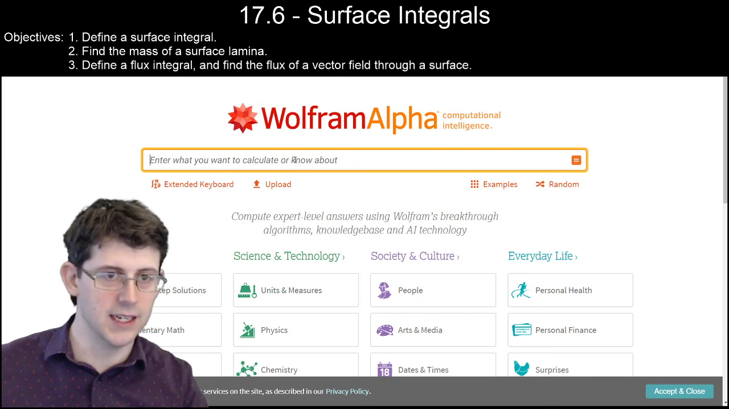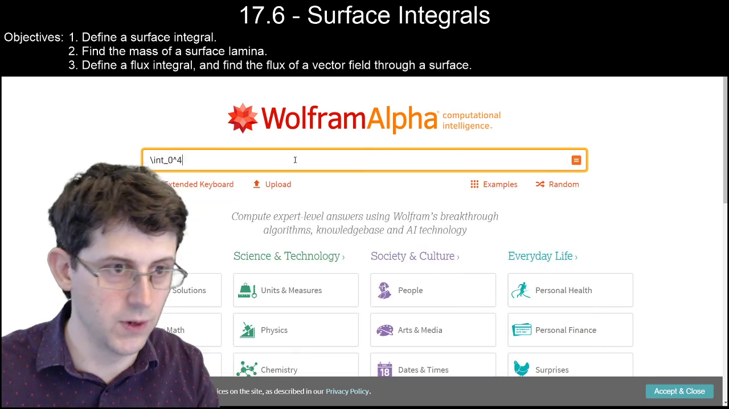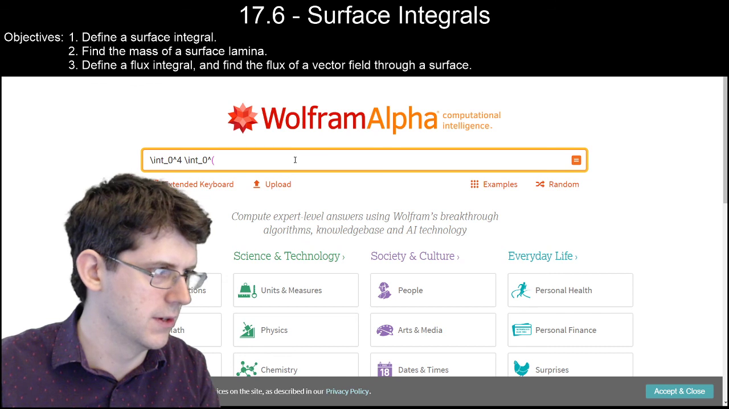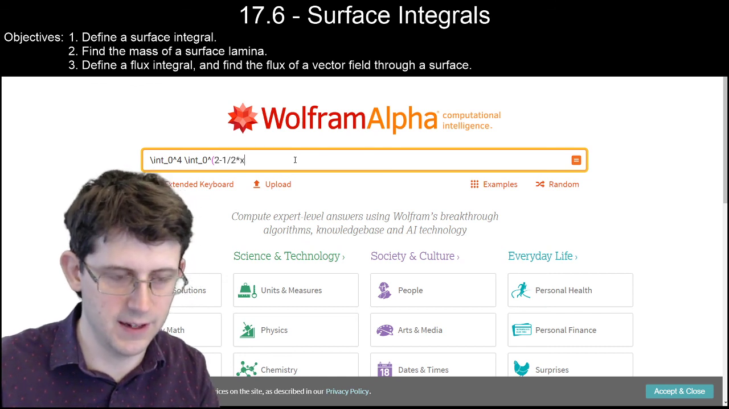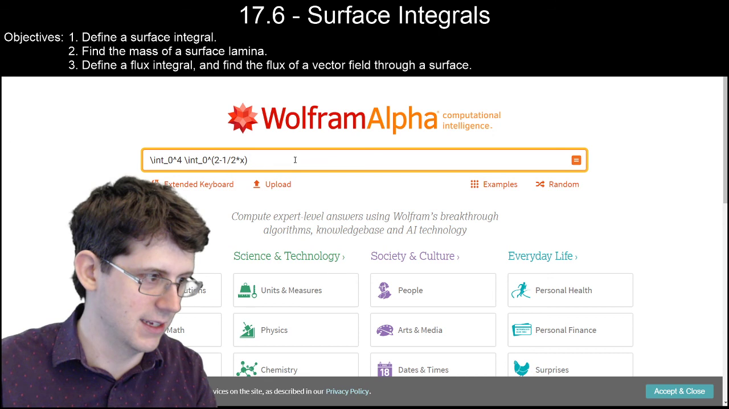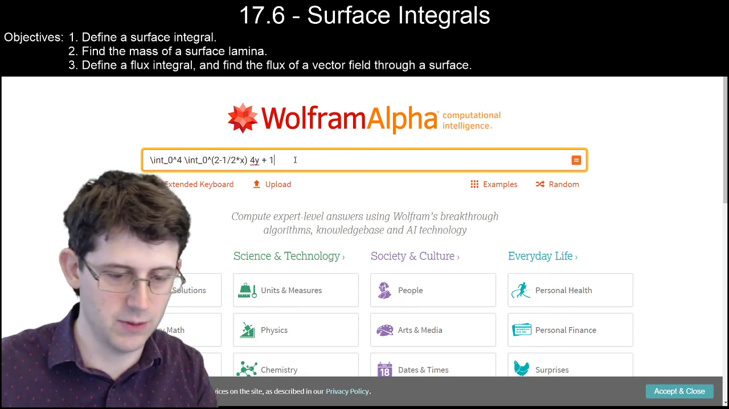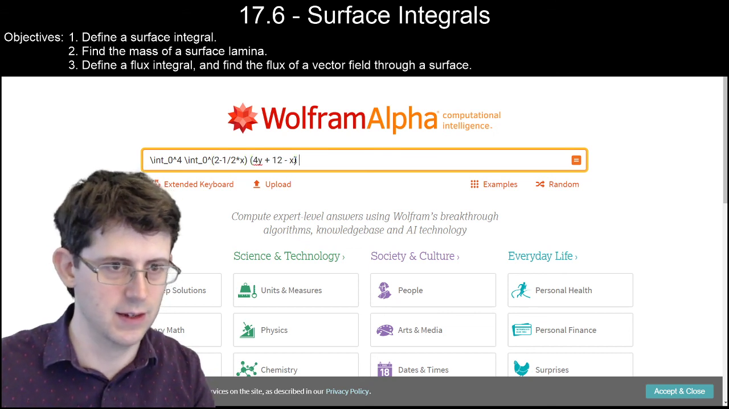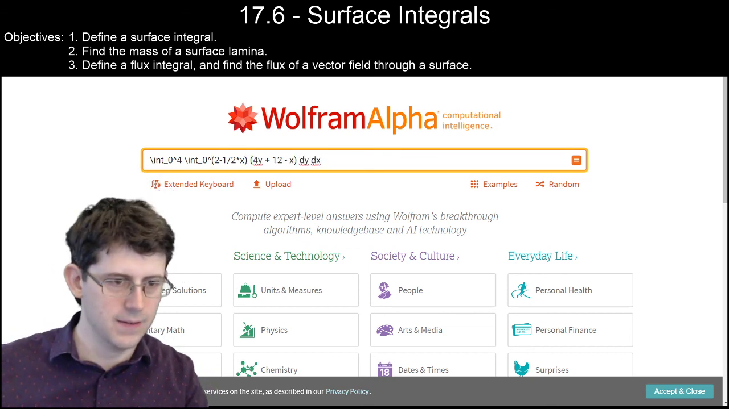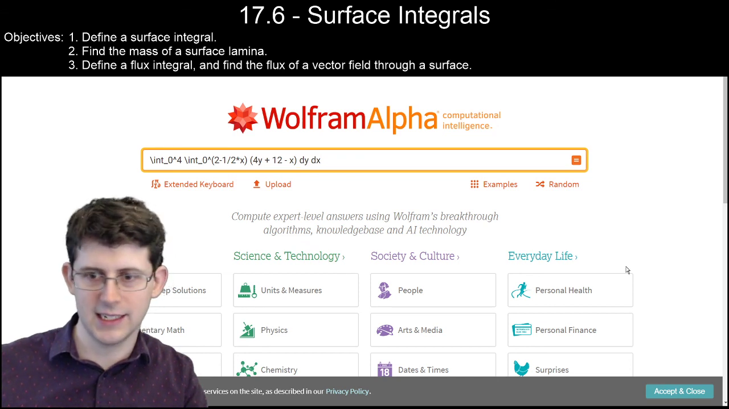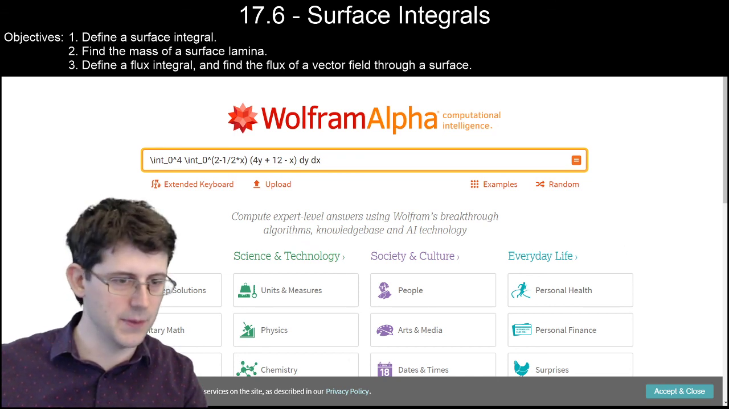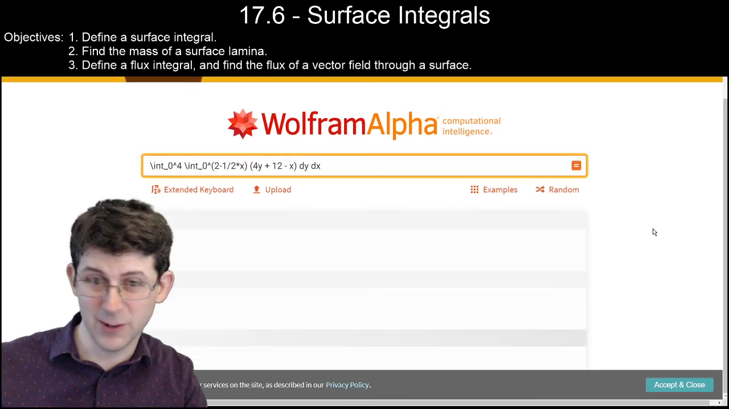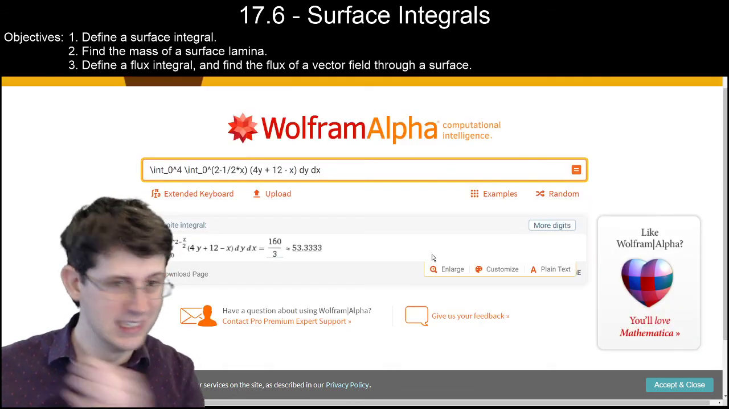So I'm trying to integrate from 0 to 4 in the x, and from 0 to 2 minus half x in the y's. And I was just integrating 4y plus 12 minus x, I think. And this was dy dx. 4y plus 12 minus x, is that what I integrated? 4y plus 12 minus x, okay. I'm hoping for 160 over 3. Nice, okay.